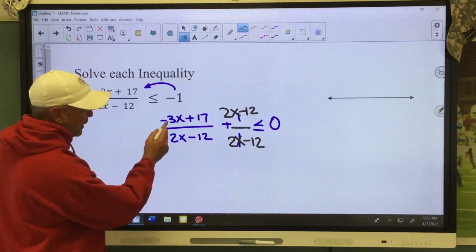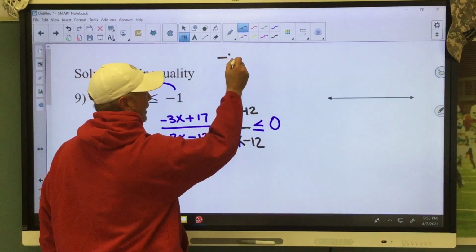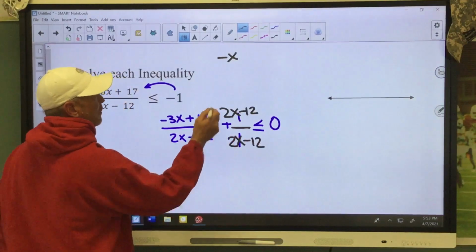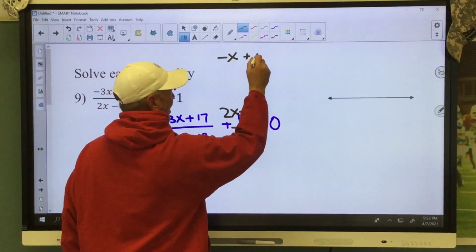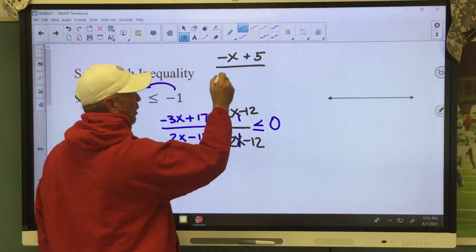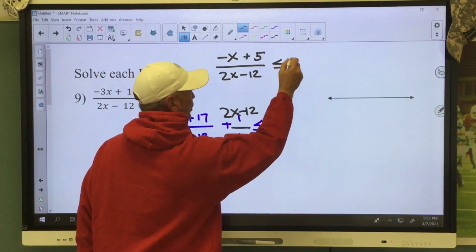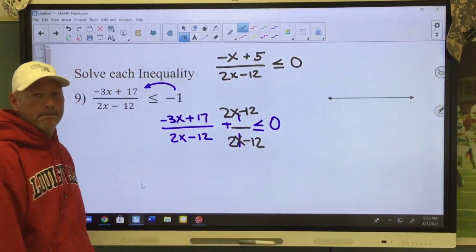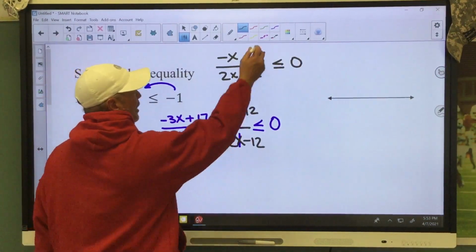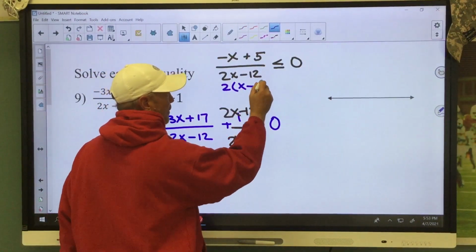I have a negative 3x. I have a positive 2x, which is going to leave me with a negative x. I have a positive 17 minus 12, which leaves me with a positive 5, over 2x minus 12. And this is going to be less than or equal to 0. Okay? So far, so good. We're going to factor the denominator. This is going to be 2 parentheses x minus 6.